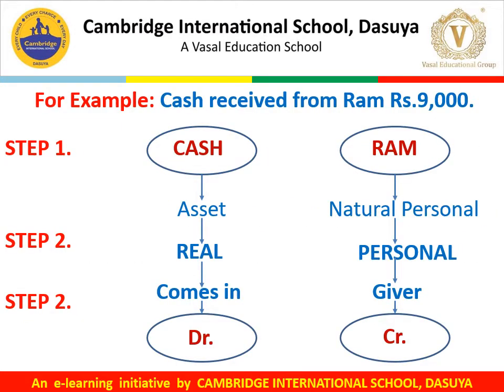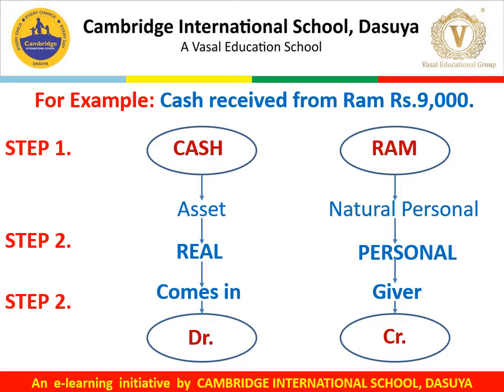Let us take an example. For example, cash received from Ram rupees 9,000. In this transaction, there are two accounts involved. One is cash, another is Ram. Cash, being an asset, comes under the category of real account. Ram is a natural person, so it comes under the category of personal account.